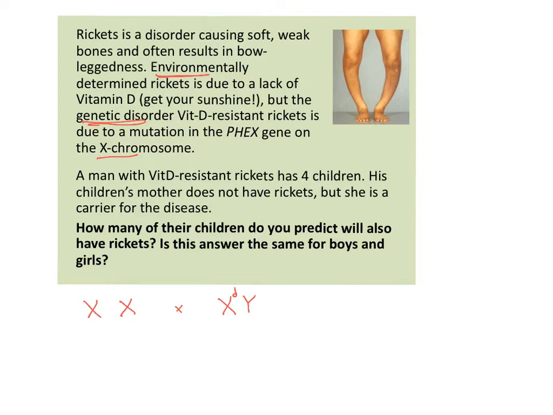The wife does not have rickets, but she is a carrier. That indicates she is heterozygous for the disease. Carrier means heterozygous for the disease. So how many of their children do we predict will also have rickets? Let's draw the Punnett square. I'll use the male here on top of the Punnett square and then the female on the side.